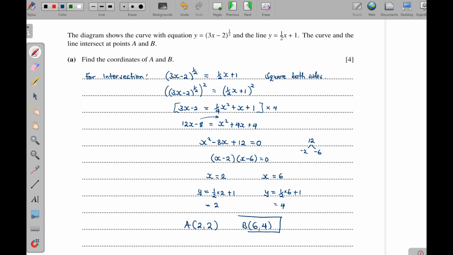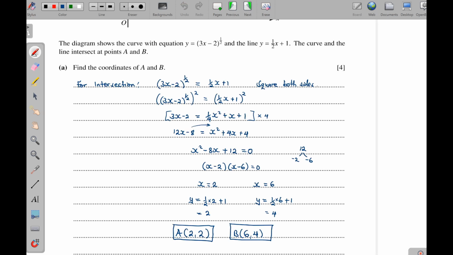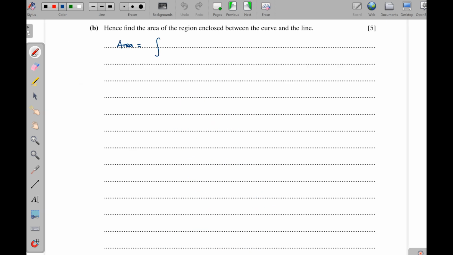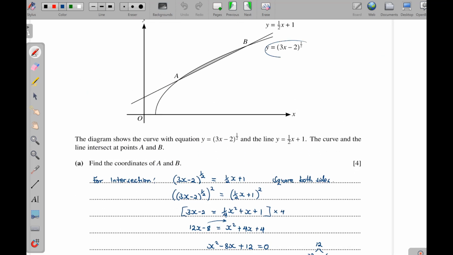So this becomes our answer here. Part B, hence find the area of the region enclosed between the curve and the line. So the area is going to be, we integrate from the x coordinates we have gotten, we have 2 and 6. Then which one is above? When we check here, this one here is above.